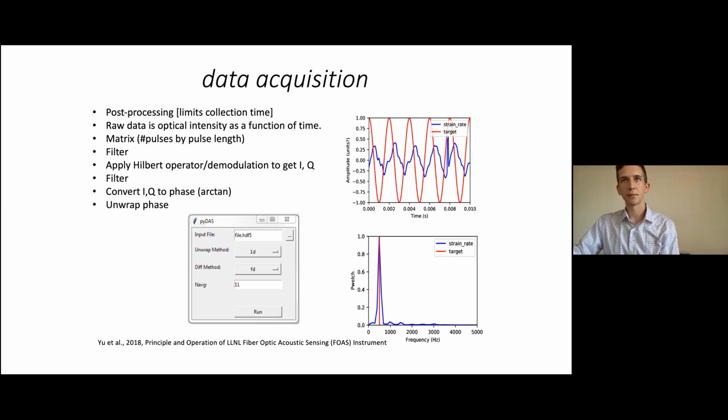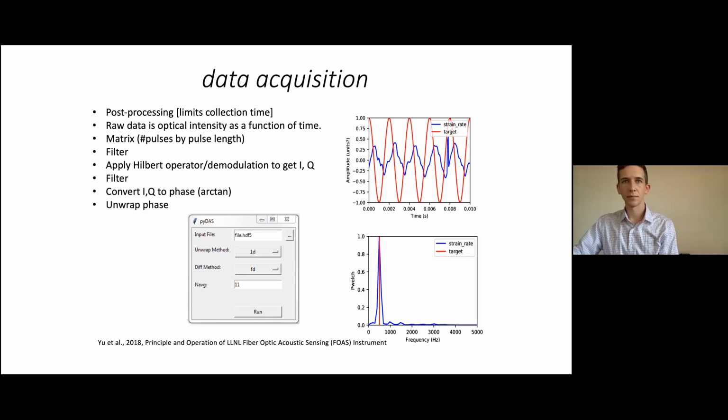For data processing, we do it all in post-processing. This limits the collection time. The raw data is optical intensity as a function of time. This is a big matrix, number of pulses by the recorded pulse length. We take that data, filter it, apply a Hilbert operator and demodulation to get I and Q components, filter again, convert the I and Q to phase using arctan, and then unwrap the phase. This post-processing is all written in Python.